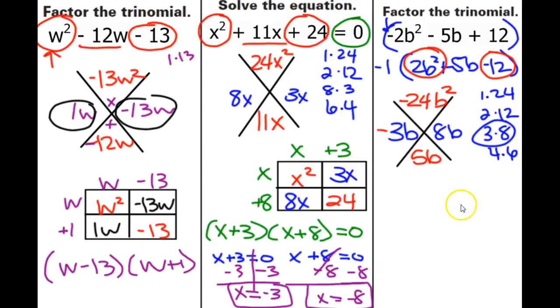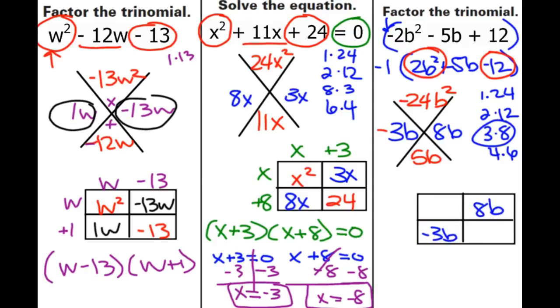So let's draw our box. We have in our diagonal here negative 3b and 8b. Again, if I'm going too quickly, please pause the video. My first term is 2b squared. My last term is negative 12.